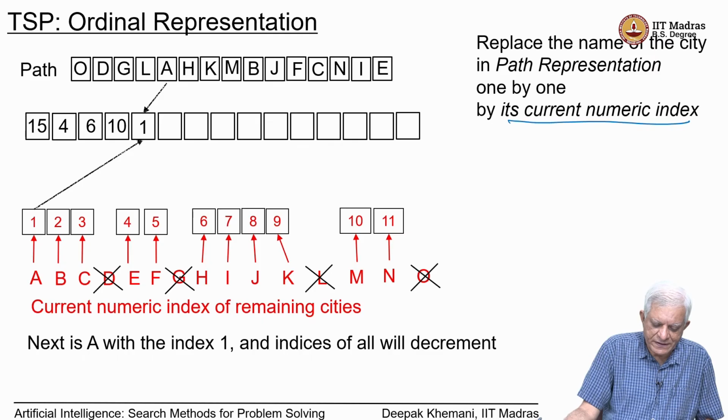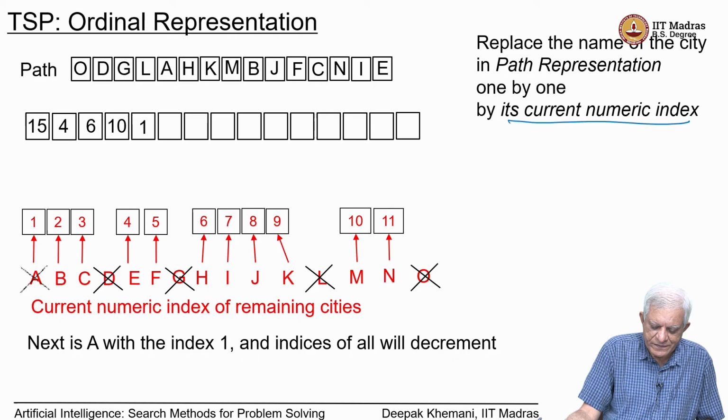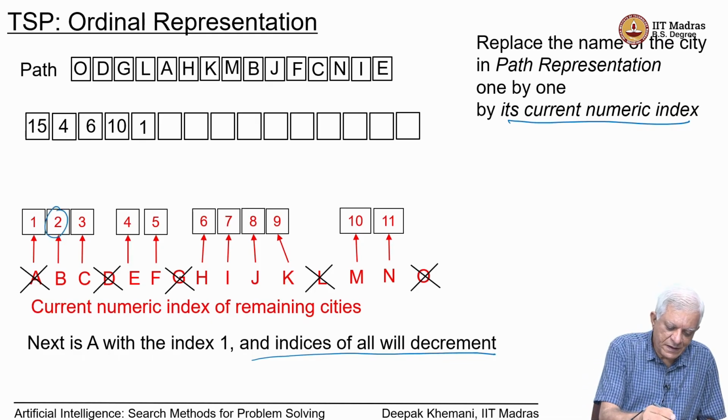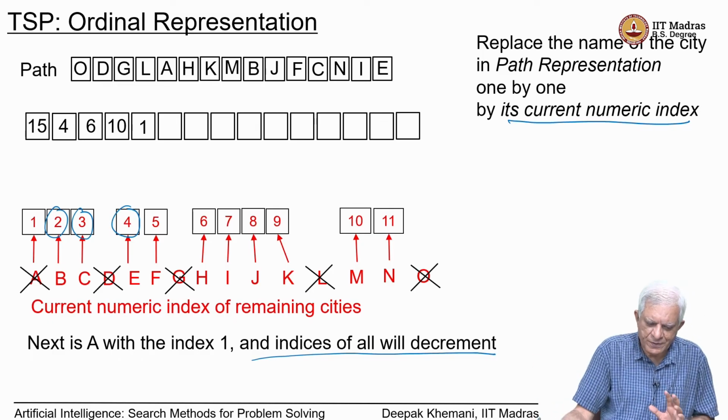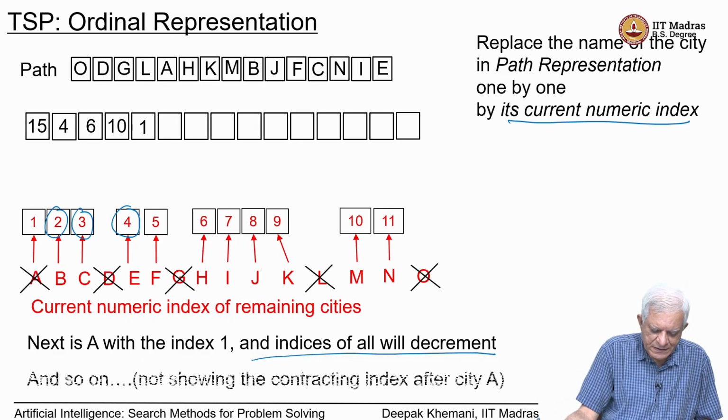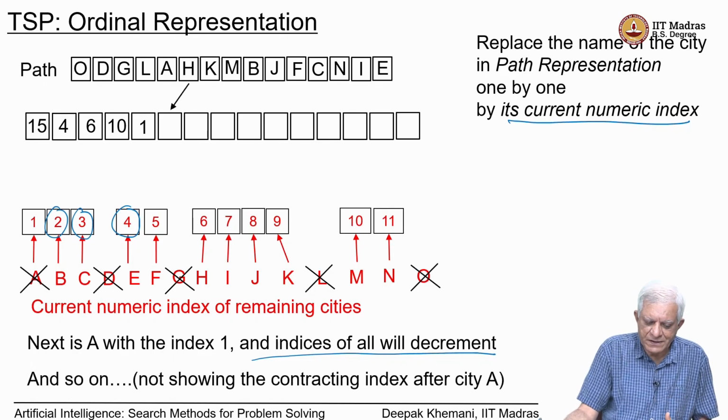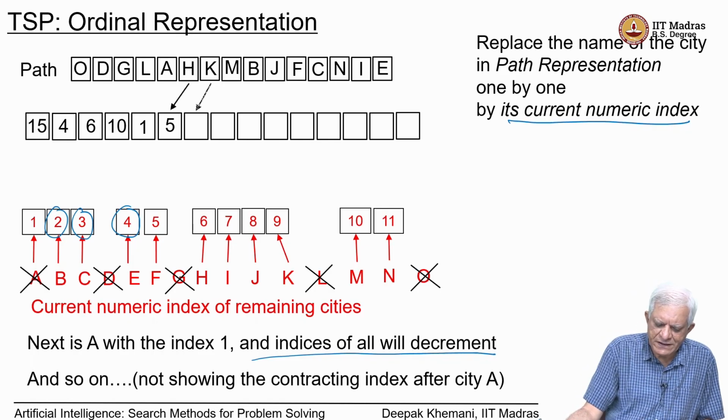Next is A with an index 1, as you can see that is always the case. This will decrement all the other indexes. So, now B will become 1, instead of 2 it will become 1, C will become 2 and E will become 3 and so on and so forth. So, I hope the process is clear, and then we simply keep filling up the rest of the cities with their current index. So, the current numeric index, and the index keeps shrinking as we go along.